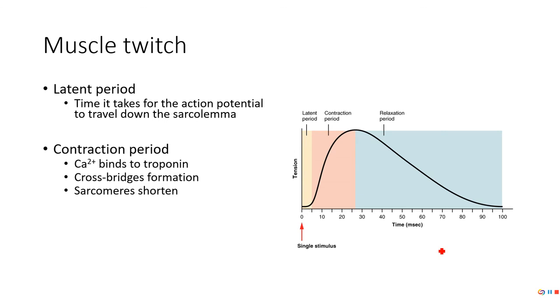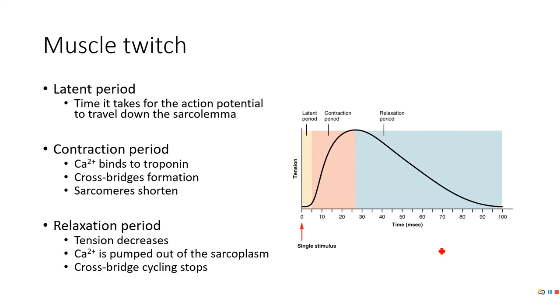Then you've got the contraction period. This is where calcium and troponin get together, moving tropomyosin out of the way. You get cross bridges, so actin and myosin are bound together, and ultimately muscle contraction begins to occur. And then the final period is the relaxation period. Tension goes away. We do this by pumping calcium out of the sarcoplasm and into the sarcoplasmic reticulum. So let's say here's our cell, and here is the sarcoplasm.